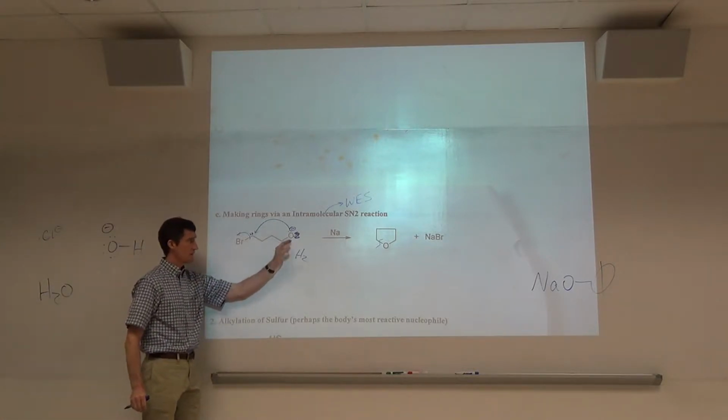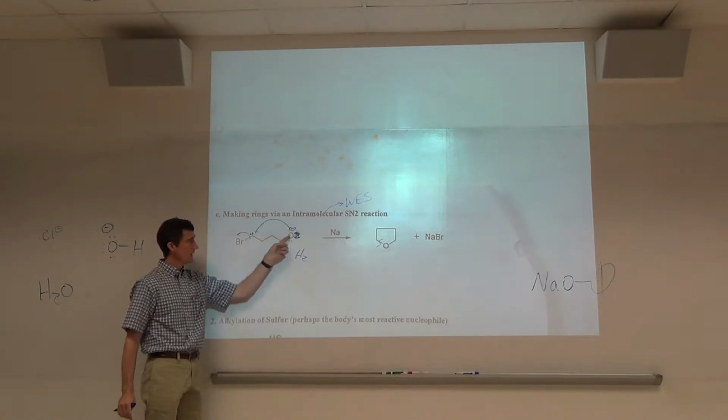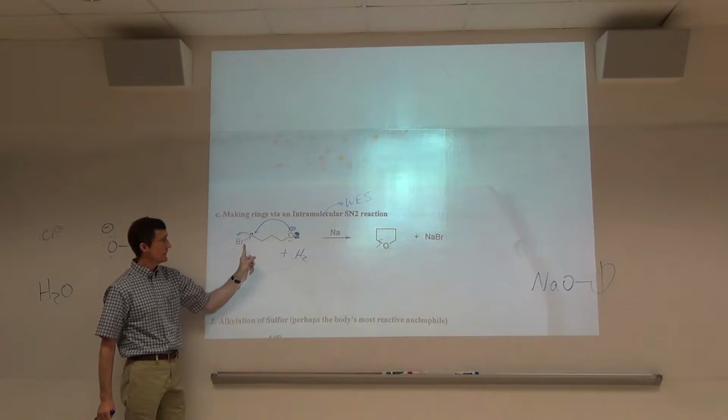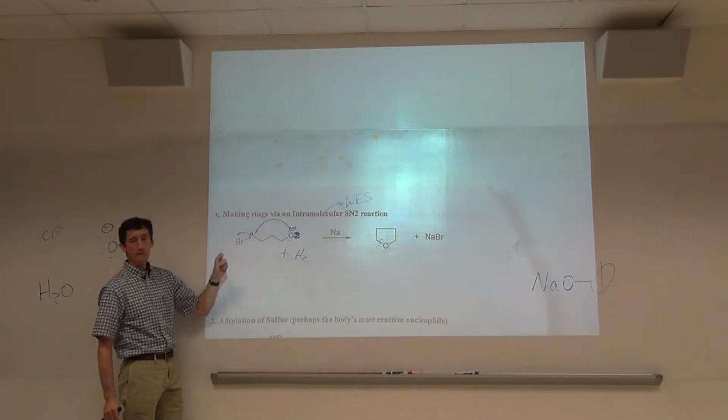Sodium reacts with alcohols completely to form the sodium alkoxide plus hydrogen. And this thing's going to just react. And the sodium ion will sit with the leaving group ion.